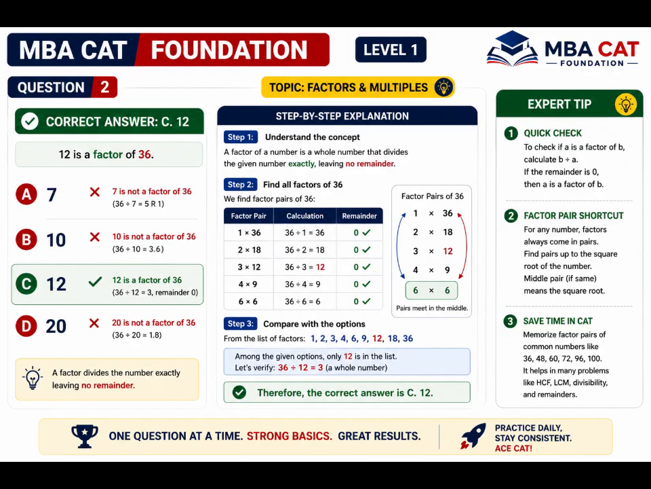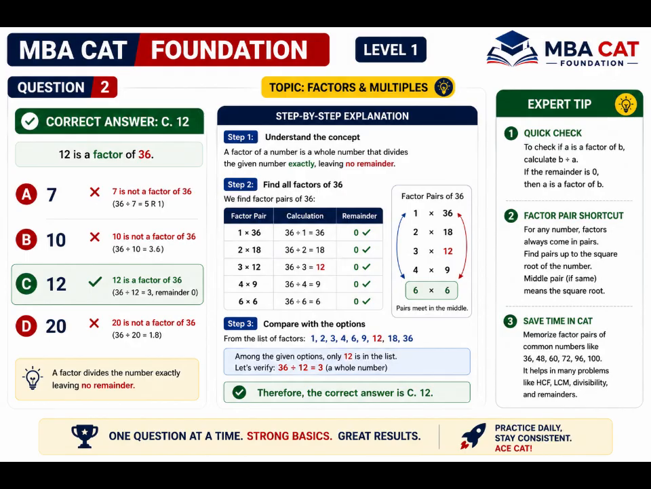Option A, 7. 36 divided by 7 gives a remainder, so 7 is not a factor of 36. Option B, 10. 36 divided by 10 equals 3.6, which is not a whole number. Therefore, 10 is not a factor. Option C, 12. 36 divided by 12 equals 3, with no remainder. That means 12 divides 36 exactly, so 12 is a factor of 36. Option D, 20. 36 divided by 20 equals 1.8, so 20 is also not a factor. Therefore, option C is the correct answer.